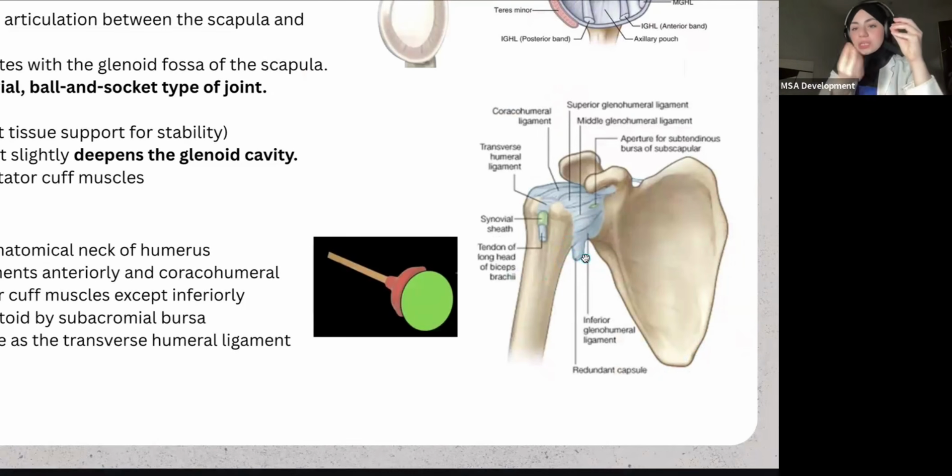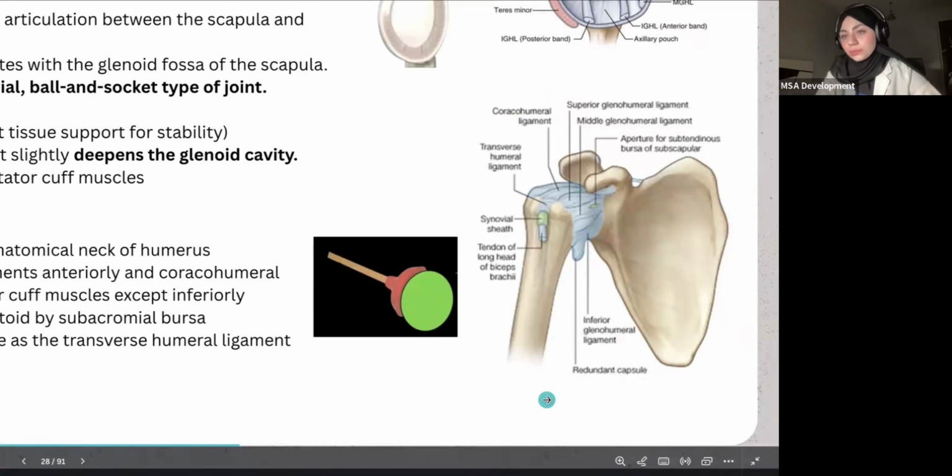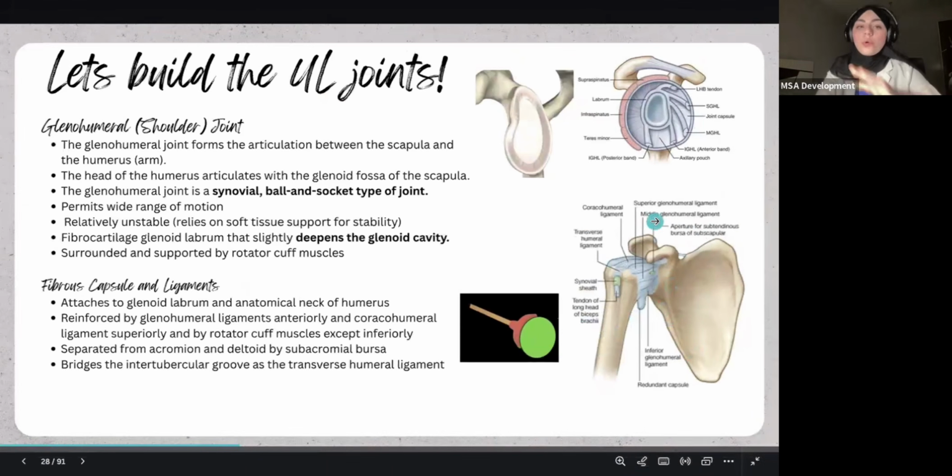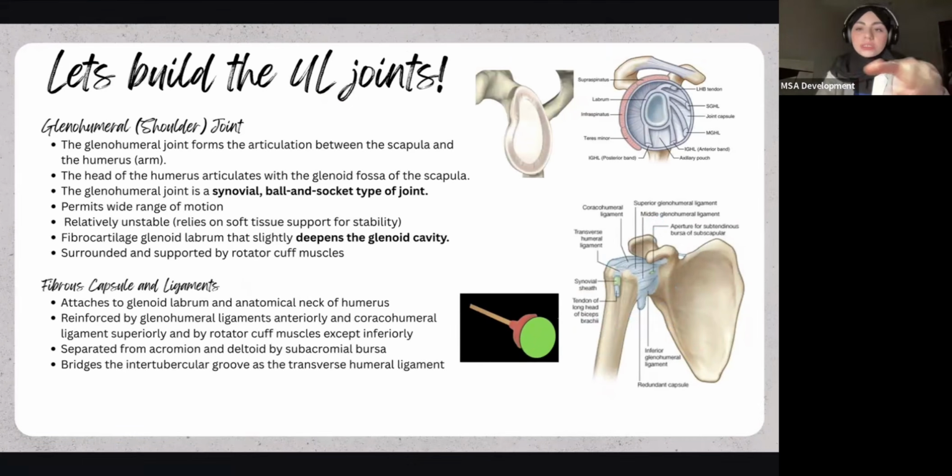Inferiorly, there's a loose or lax portion of this fibrous capsule known as the redundant capsule. So, out of all of this information I gave you, which part of the joint is most vulnerable to dislocate in case of trauma? I hope you guys are answering by now that it's going to be inferior, because inferiorly we have fewer muscles, a more lax fibrous capsule, fewer ligaments, and yeah, that's pretty much it.